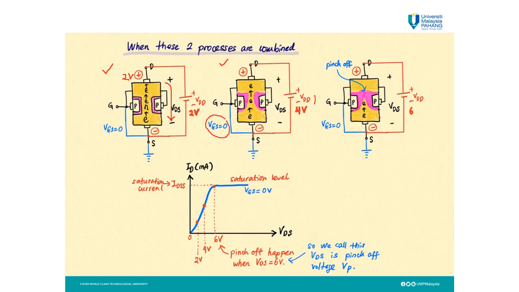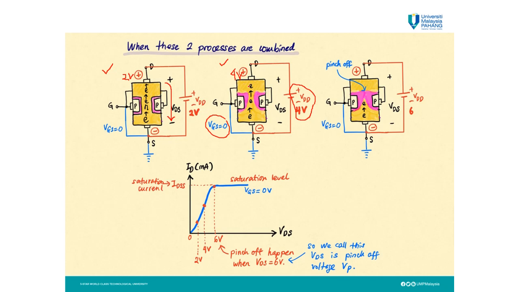Then the second diagram: I maintain the VGS equal to 0. However, I increase this VDD to 4 volt. What happens at this time? The current is still flowing, and it increases. Here is the 4 volt at the D terminal, and it will attract the electron more compared to the 2 volt.